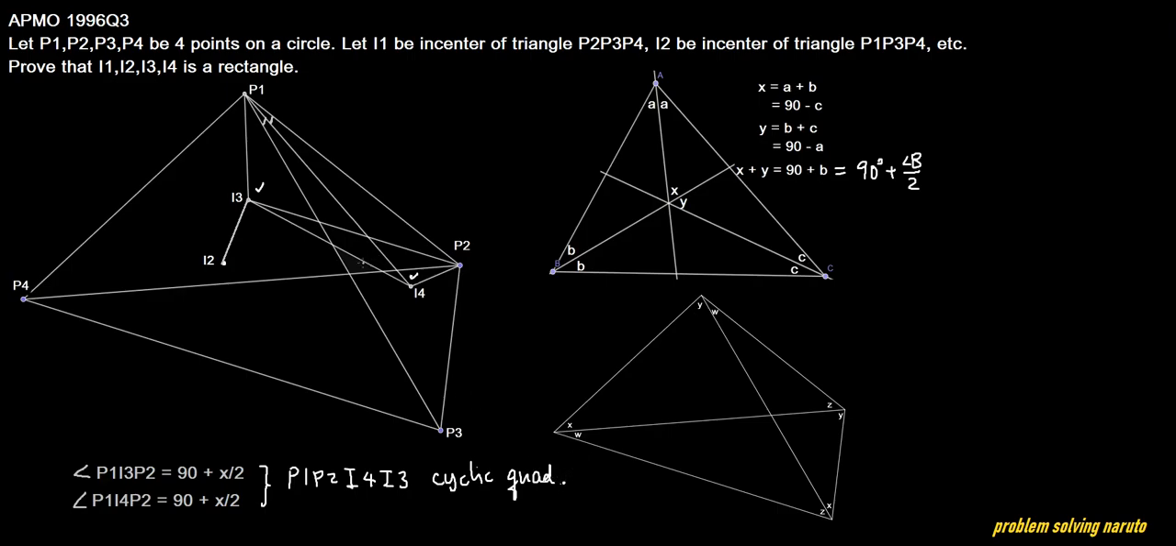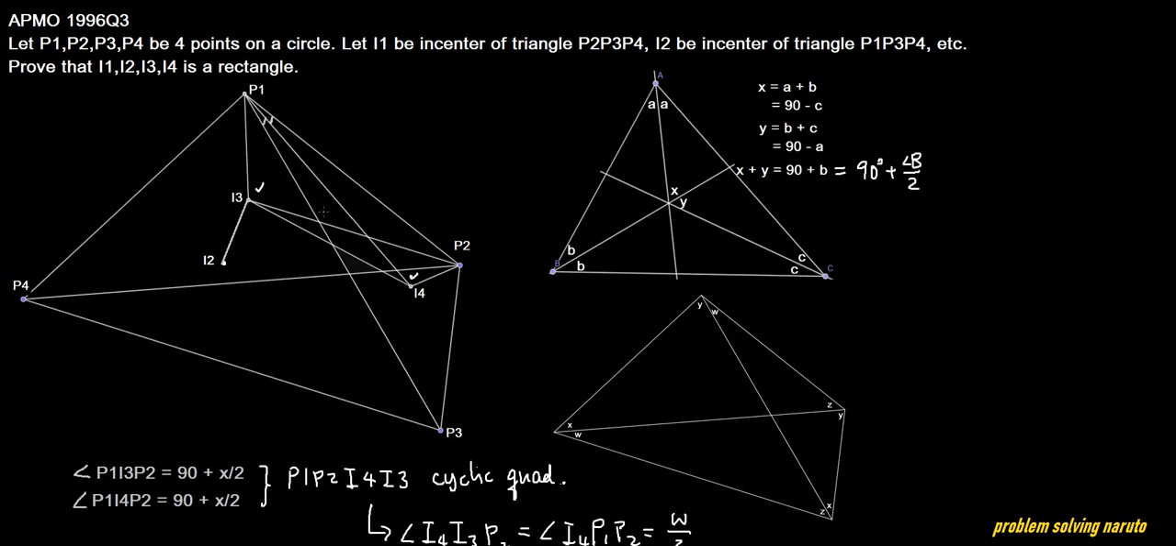Okay, and so this angle I4, I3, P2 is the same as I4, P1, P2, which is half of W. So that means this angle is equal to I4, P1, P2, which is half of W. Okay, I call this angle W. P3, P1, P2 is W. This is half of this angle.